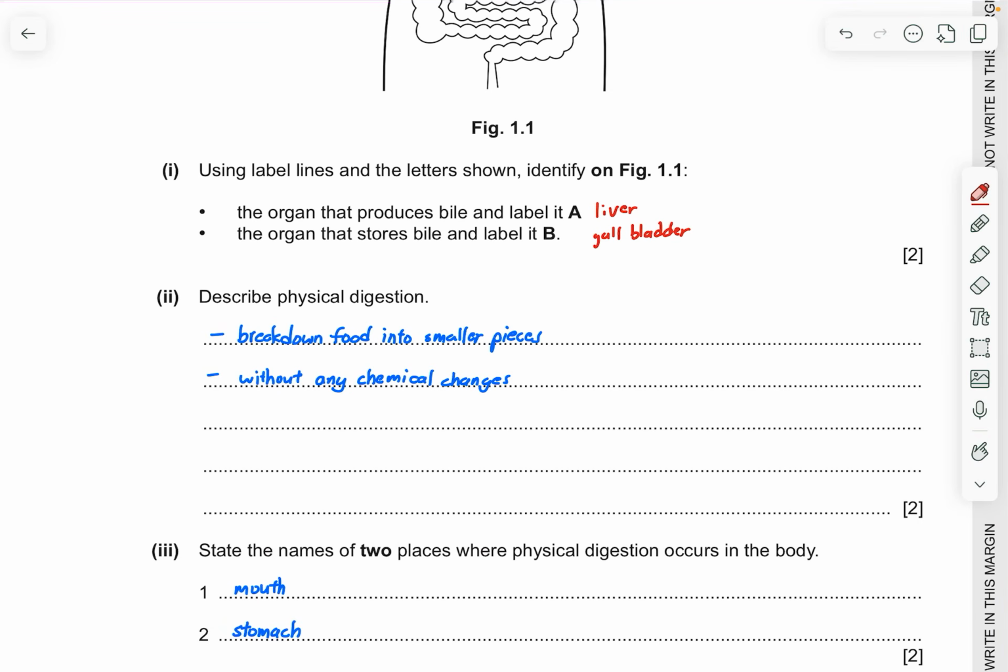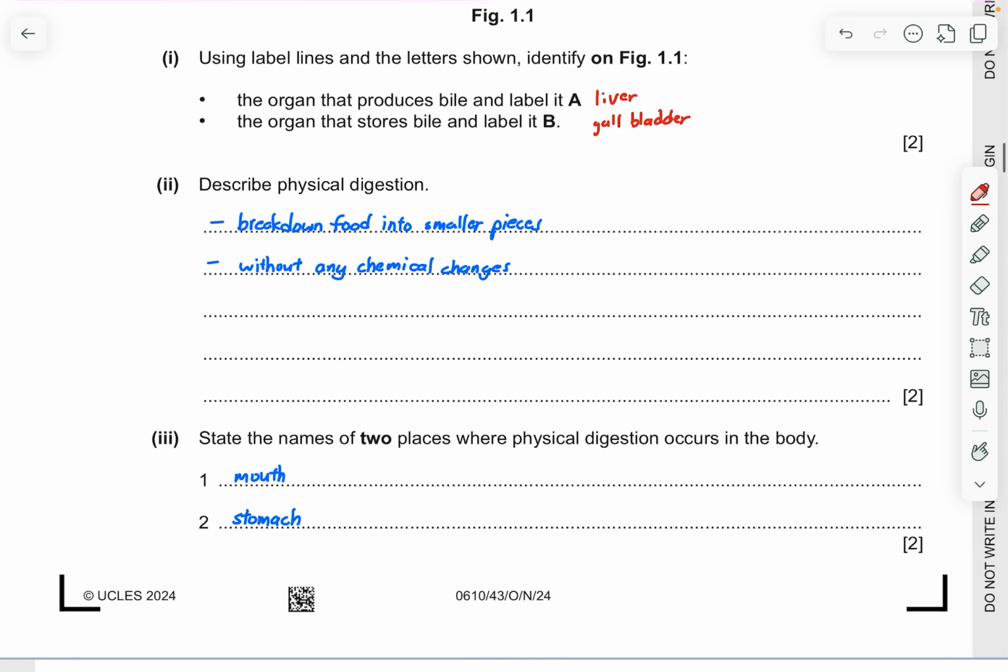And describe physical digestion. When they ask you to describe physical digestion, they are asking you for the definition of physical digestion, which is actually the breakdown of food into smaller pieces without any chemical changes. Part 3. State the name of two places where physical digestion occurs in the body. So first one is the mouth. Second is the stomach. We can also have the duodenum also doing physical digestion because it does not involve any chemical changes yet.